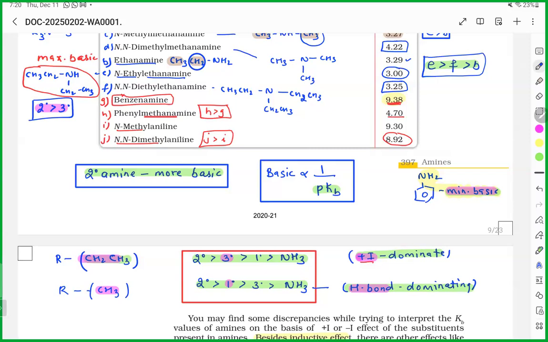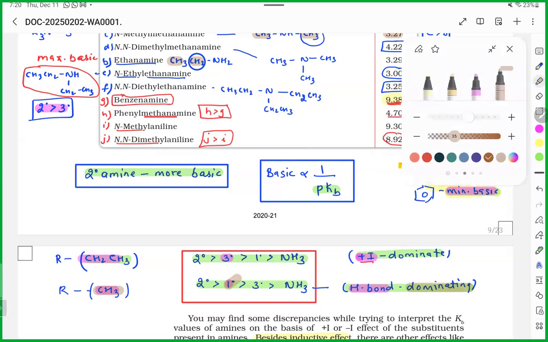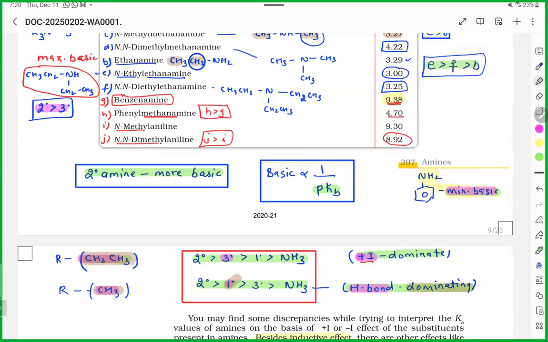It depends on which group. If you have a small group like CH3 only, then primary will be more compared to tertiary. Hydrogen bonding will dominate. And if you take a big group like the ethyl group, tertiary will dominate. Why? Plus I effect. In tertiary, plus I effect is dominating; in primary, hydrogen bonding is dominating. Any doubt?